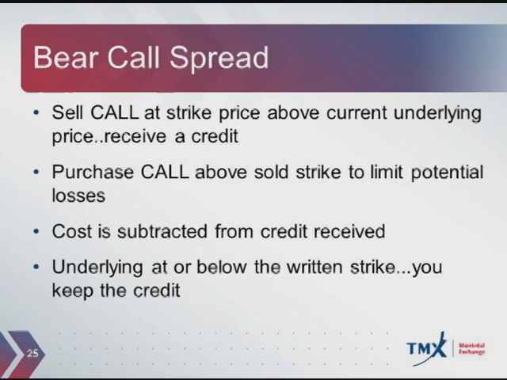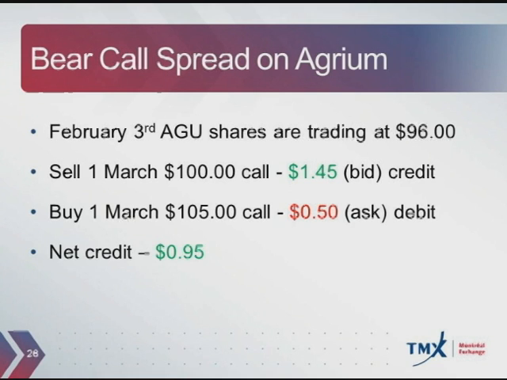But because we collect a higher premium for the, let's say, at-the-money call than what we have to pay out for the out-of-the-money call, it still is a net credit to our account. And if the underlying is at or below the written strike, we keep the credit. So here's an example. Agrium was trading at $96 on the 3rd of February.